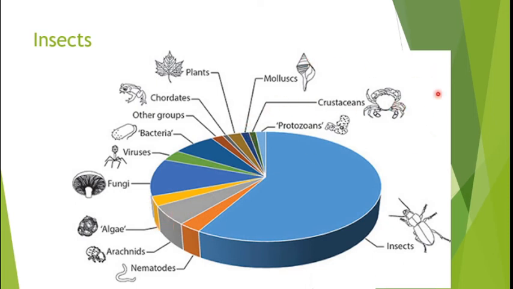So basically, arthropods are the biggest group of living beings on the earth, and even the insects are bigger than, for example, the chordates, the vertebrates like us. You can see just a very, very small percentage of living beings discovered are chordates.